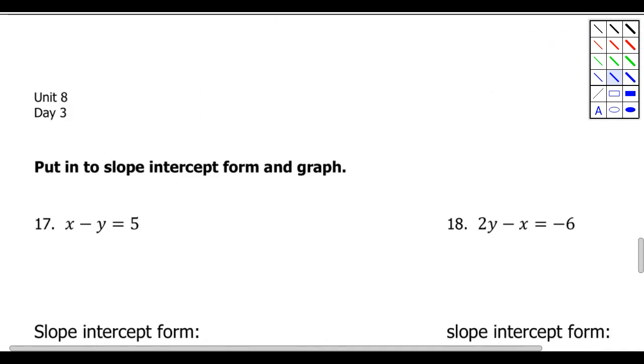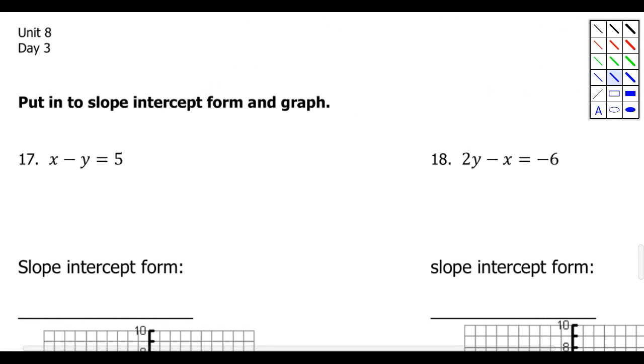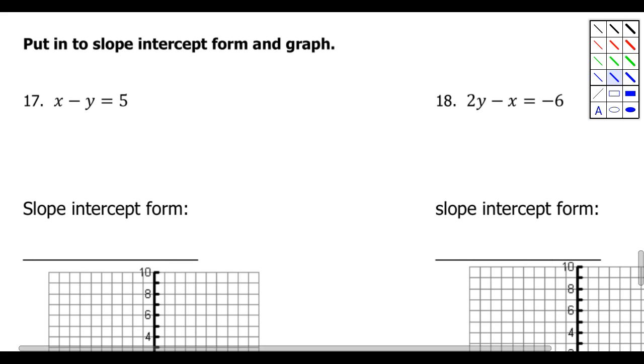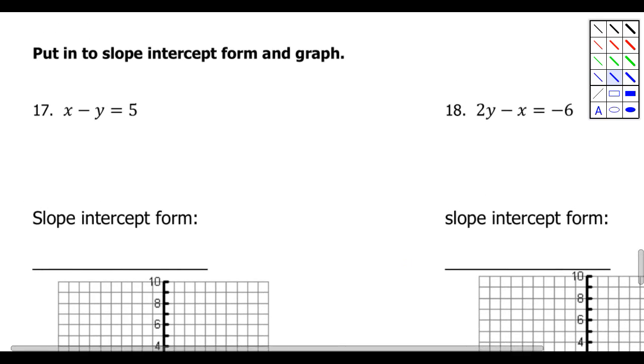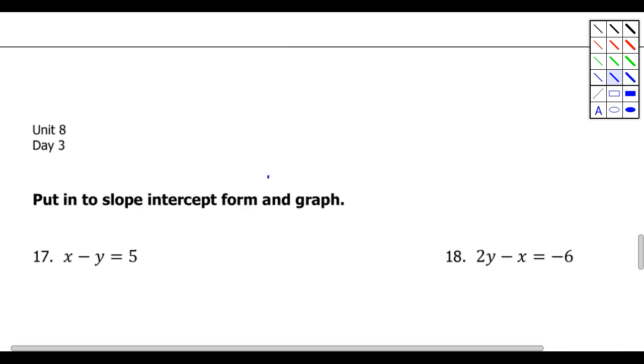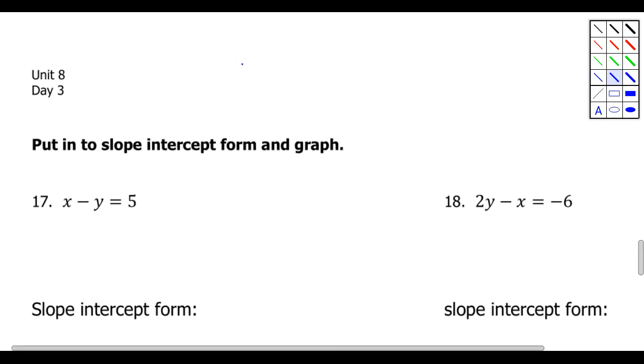All right. Put into slope intercept form and graph. We got a little bit of practice with this the other day, and that was hopefully to ease us into that. So if you notice slope intercept form, I probably ought to write this again. Let's fix that. Okay. Slope intercept form equation is y equals mx plus b.